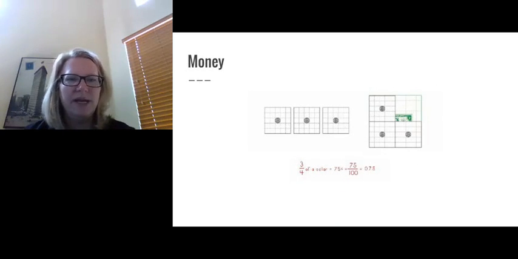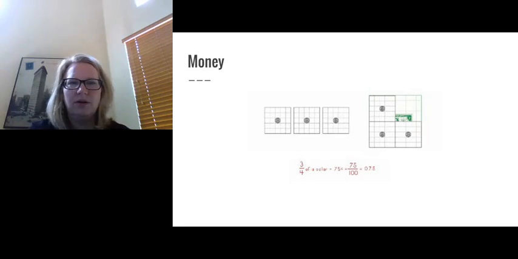Thinking about money, we have 3/4 here on our sheet, and as you can see on our hundredths grid, 3/4 will take up 3/4 of our hundredths grid. 3/4 is 75 hundredths, and it can also be converted to a decimal showing 75 hundredths.